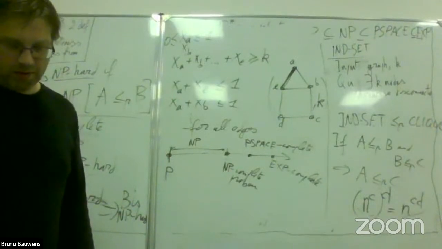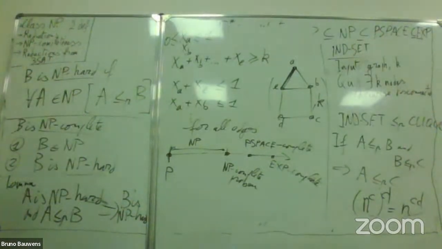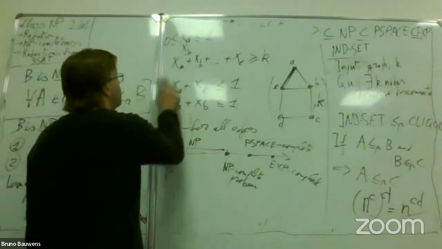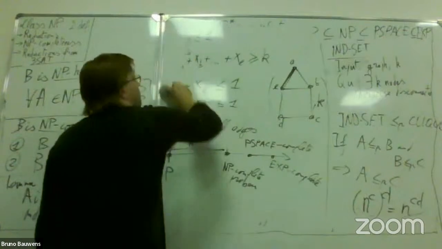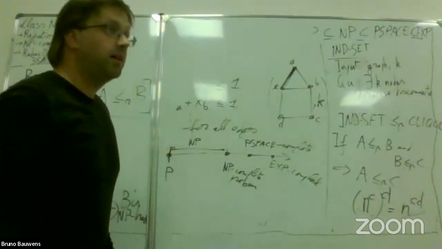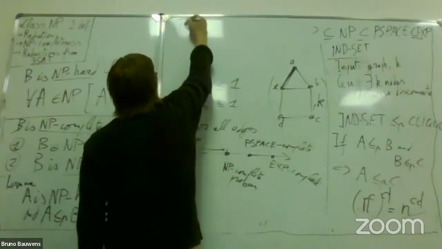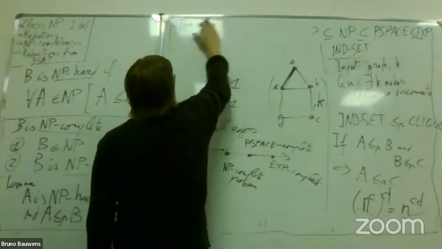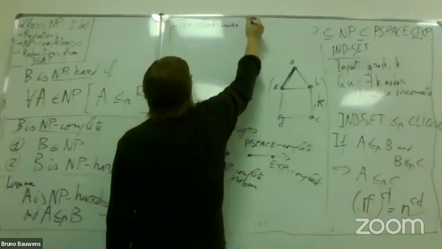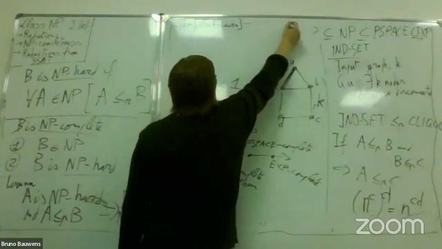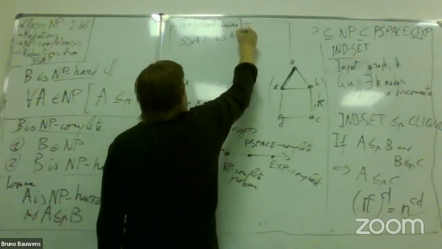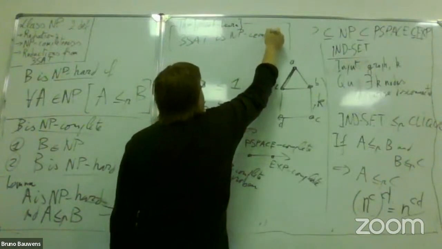Okay, so now there is an important problem. It says that 3-SAT is NP-complete. I will show it not today, not next lecture, but the lecture after this. It's called the Cook-Levin theorem. 3-SAT is NP-complete. And now I need to say what 3-SAT is.